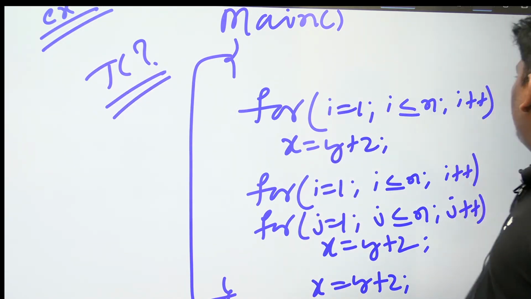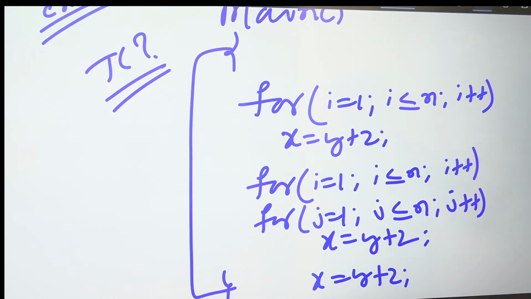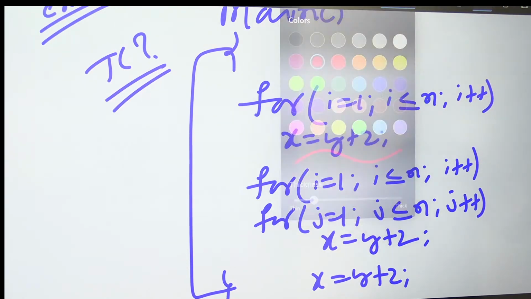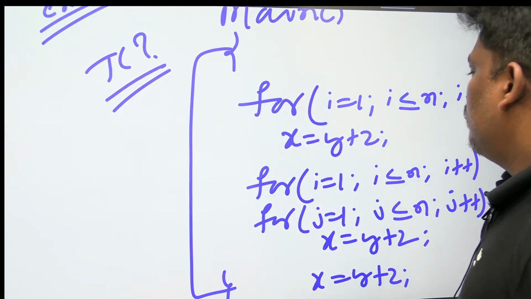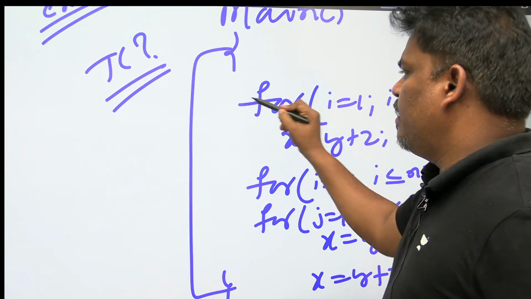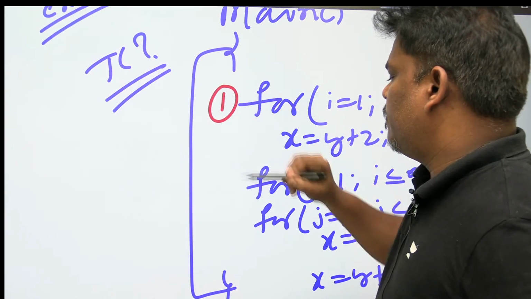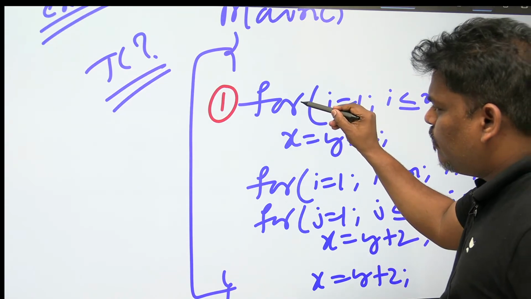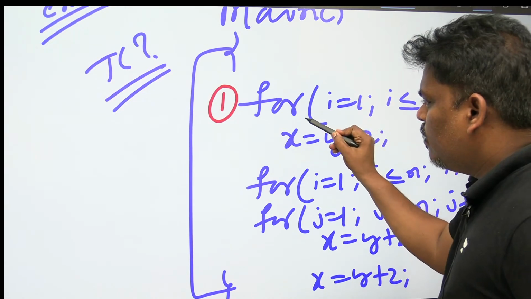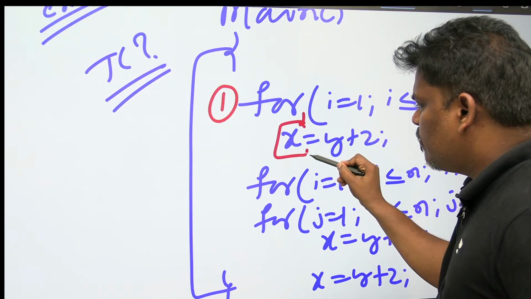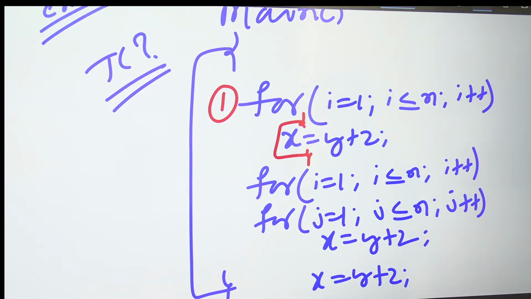Now see this one. What is this program's time complexity? Right, so the first thing you do is identify how many statements are there in this program. This is the first statement. Everyone listen: for each i value it will exist. Because of the lack of brackets, one statement belongs to this loop. So that is the first statement.